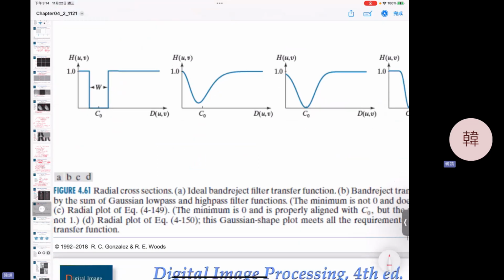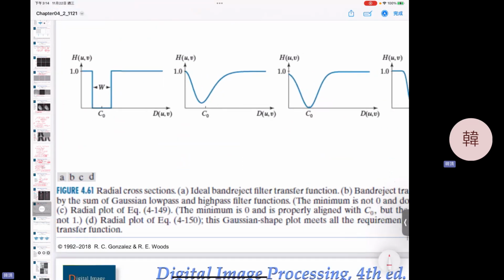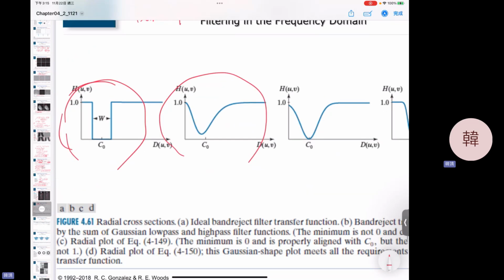Here is a clear profile of your filter. The left one is the ideal band stop, where part of the band is stopped, and this is the corresponding Gaussian band stop filter. We will see some details later. Designing the ideal band stop filter should be very easy, right? You can combine a low-pass filter and a high-pass filter with two different cutoff frequencies.